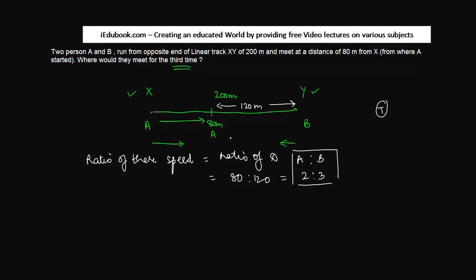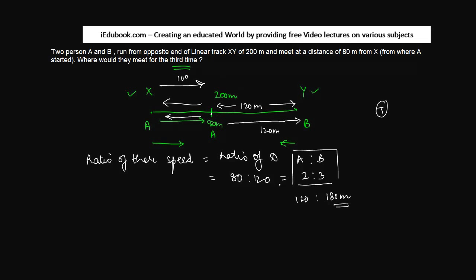Now after this, what will happen is A will cover this distance and B will cover this distance. So A is covering how much? 120 meters. So while A would have covered 120 meters, B would have covered 3 times this distance, right? So how much will B cover? B will cover 120 divided by 2 into 3, or 180 meters, right? B was already at this point, so he would have covered basically 80 from this side and 100 from this side, right?